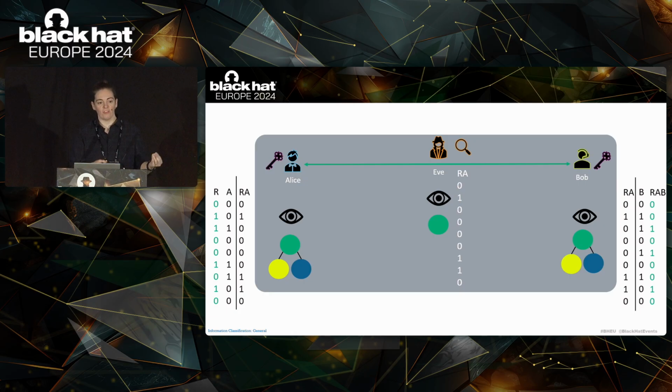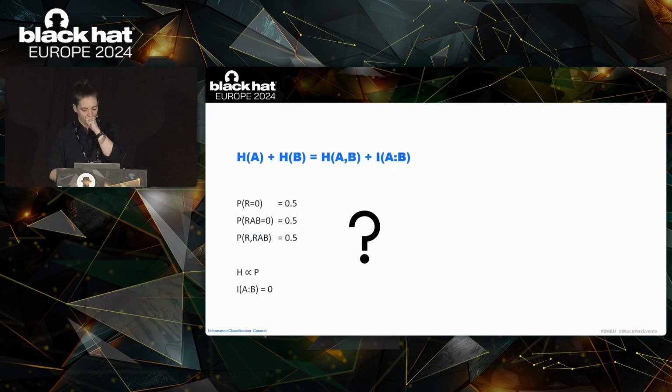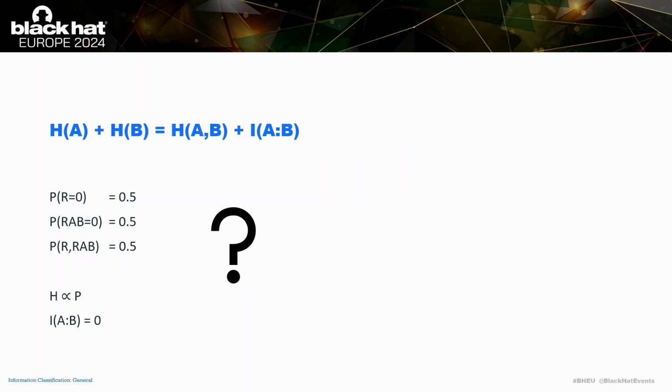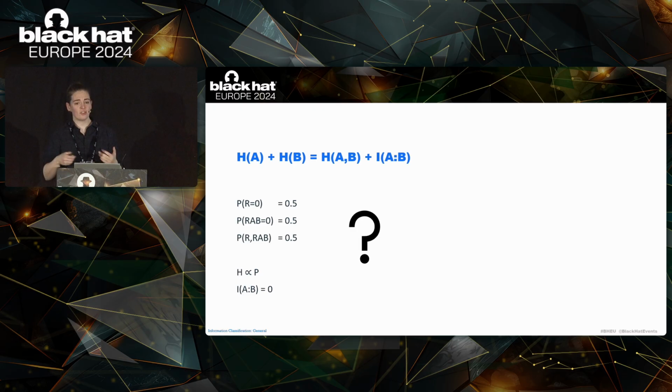We can look at some of the entropy and information theory behind this, and it's quite interesting. So entropy in information theory is directly proportional to the probability. So the probability of Alice having a 0 is 0.5. The probability of Bob having a 0 is 0.5. It's the same for Bob with his RAB. But on the other side of the equation, we have to account for the length as well. We've now doubled the length of R and RAB, so we have 2 times 0.5, which is 1. So now our equation balances out, and there is no mutual information here, according to Shannon.